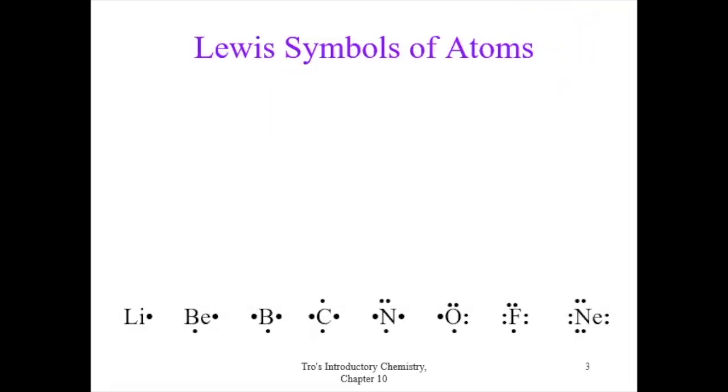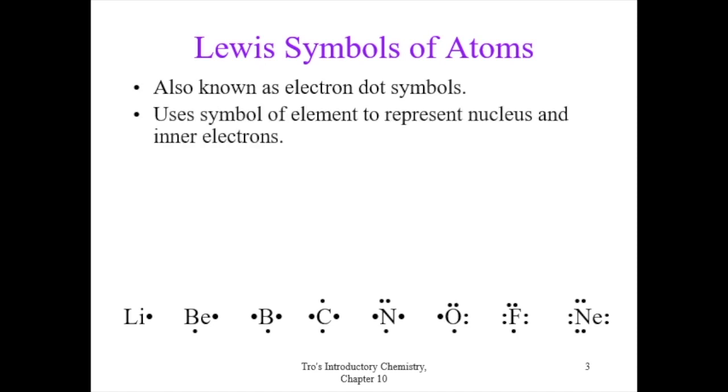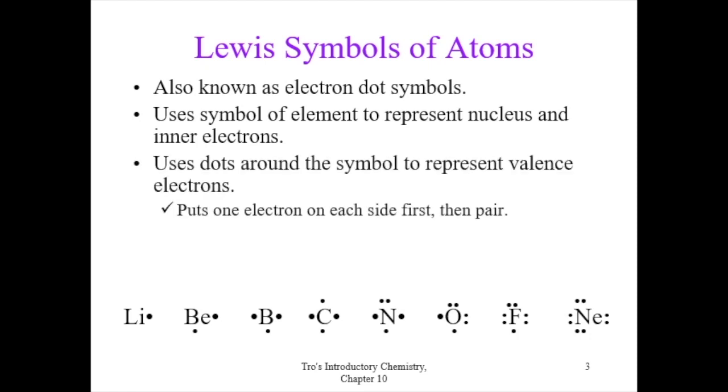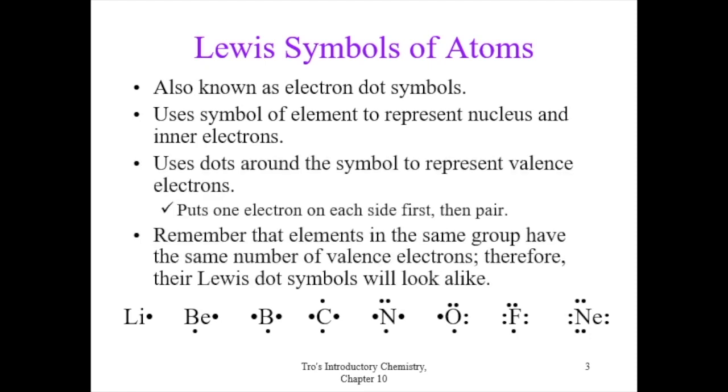Here you can see some examples of Lewis dot structures of some of the elements. These Lewis dot structures are also referred to as electron dot symbols. Why? Because, again, electrons are usually represented as dots. How do we write the Lewis symbol if we are just working with an atom?